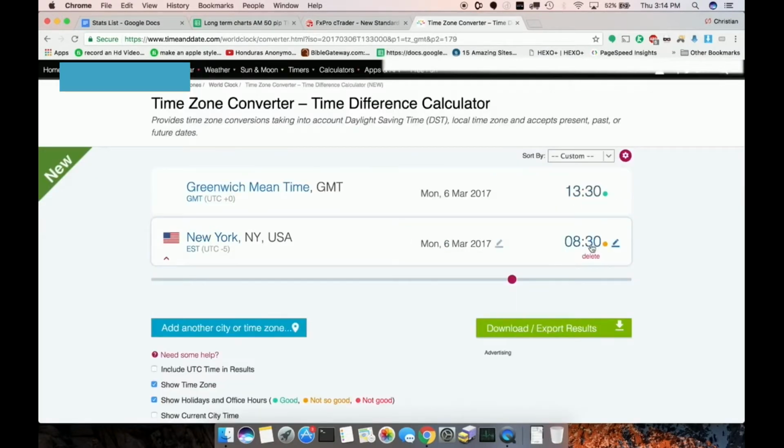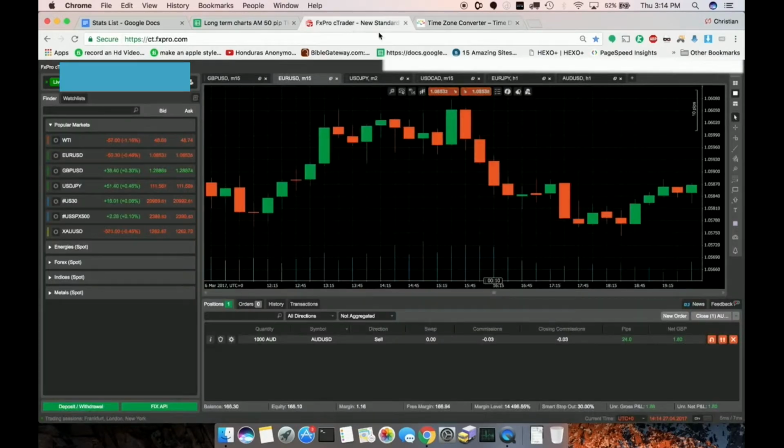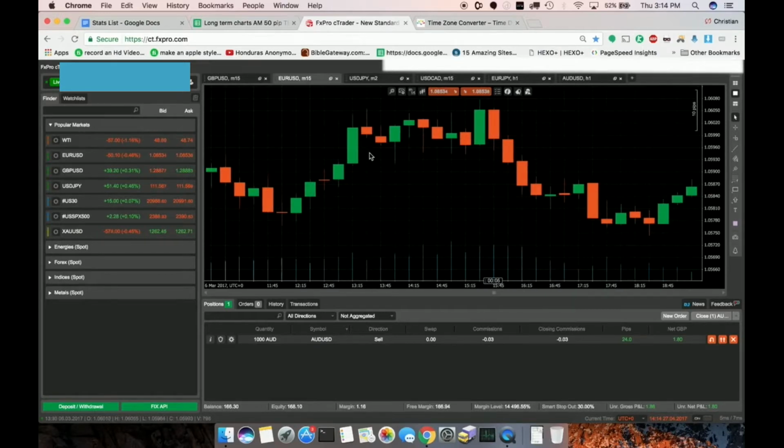Okay, so we know that 8:30 AM on March 6th New York time is 1:30 PM UTC, or Greenwich Mean Time, UTC plus 0. So we look for 1:30, which is right here. This is going to be an estimation. It's okay if it's a little bit off because not everybody's going to take the trade at exactly the same time, and this usually doesn't win by 1-2 pips. It's usually like 10, 20, 30, 100, however many.